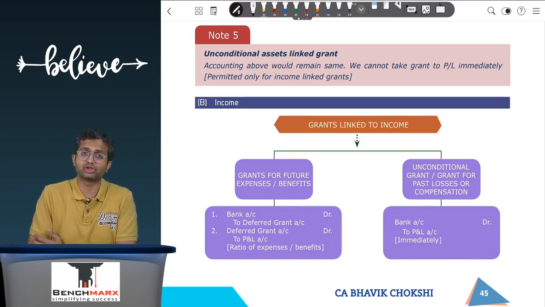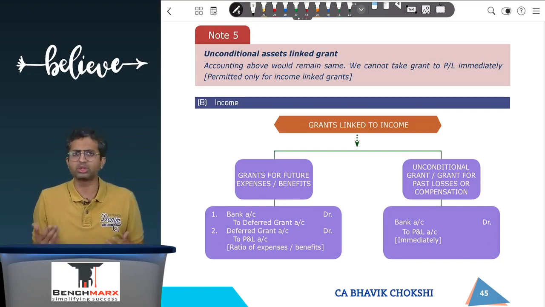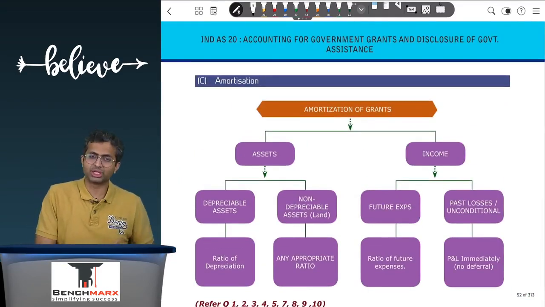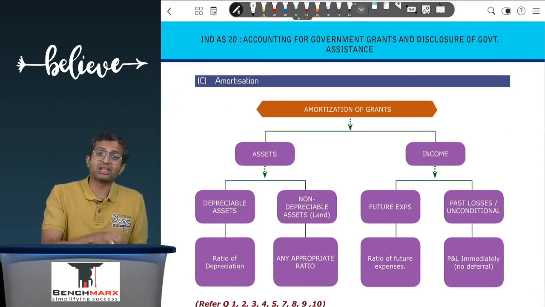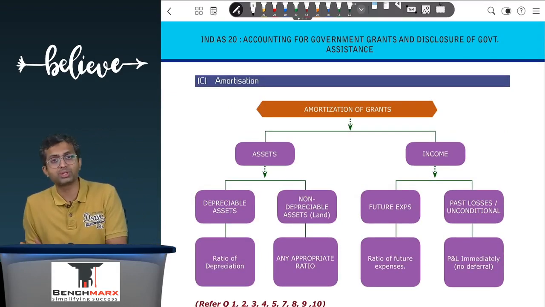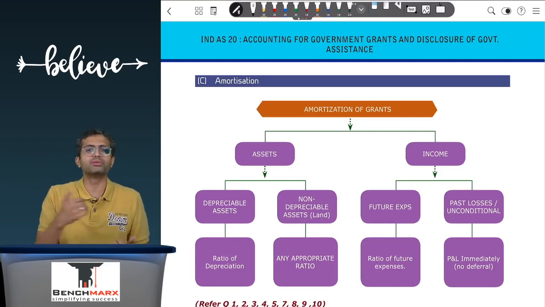If it is an unconditional grant or a grant linked to past losses, you will take that into the profit and loss account immediately. A summary of the amortization principles has been given over here, where we say that if it is grants linked to assets which are depreciable assets, and if there is a deferred grant balance, you amortize it in the ratio of depreciation. However, if it is a non-depreciable asset, then you select an appropriate ratio over which you will amortize.